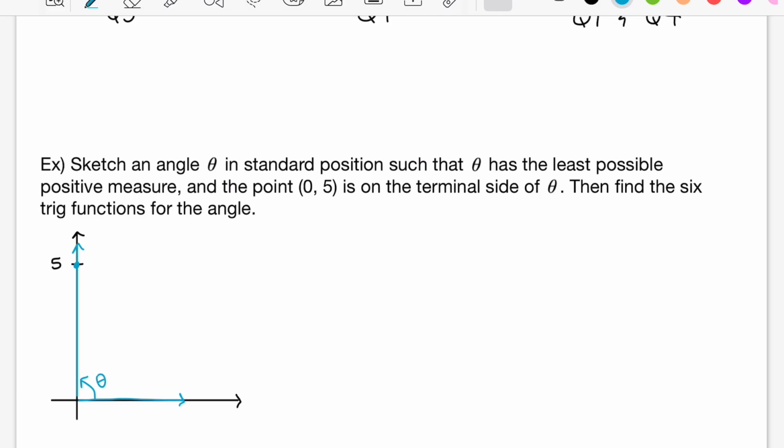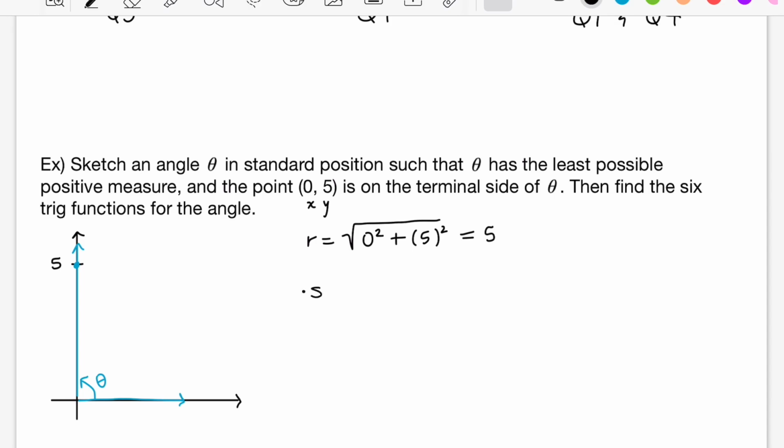Now if we want to find these 6 trig functions for the angle, notice that we already have our x and our y value. So what we need to do next is find our r value. We know that this is going to be the square root of x squared, which is 0 squared, plus y squared, which is 5 squared. This will give us the square root of 25, which is equal to 5.